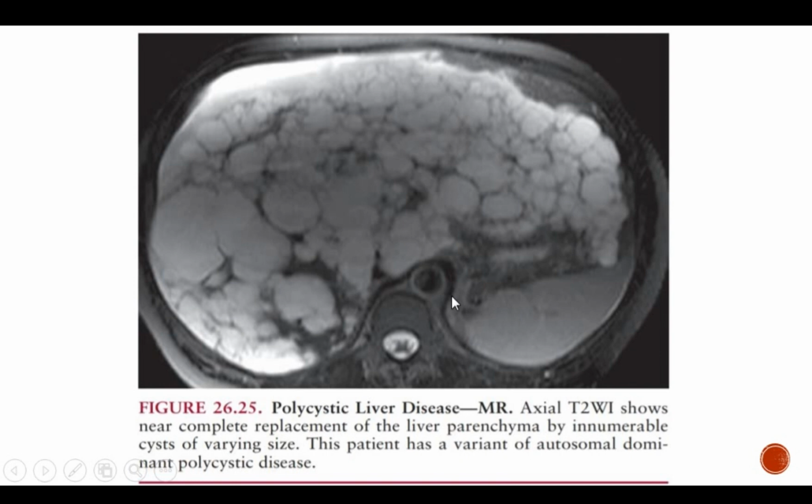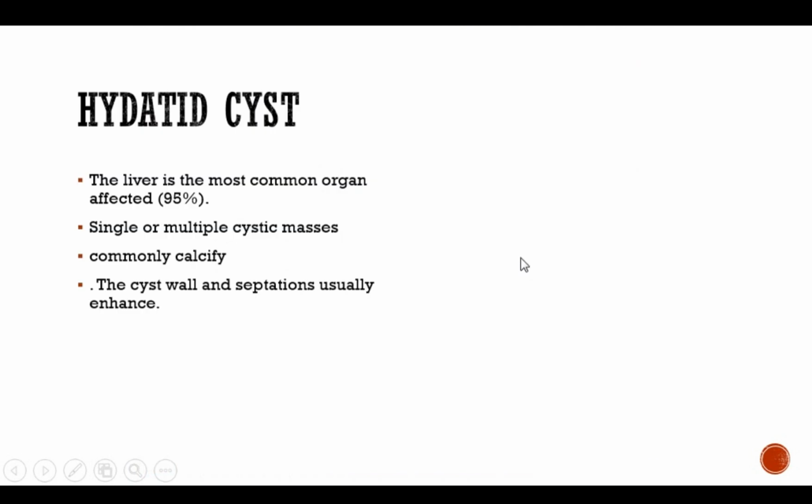Now, this is another example on an MRI scan of the liver that shows polycystic liver disease as a part of polycystic kidney disease. The liver is infiltrated by multiple cysts, innumerable, and variable in size.